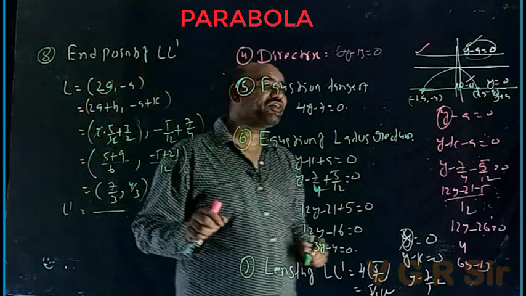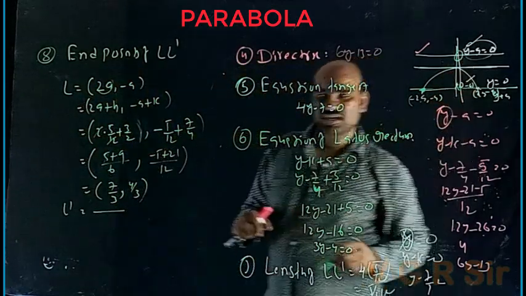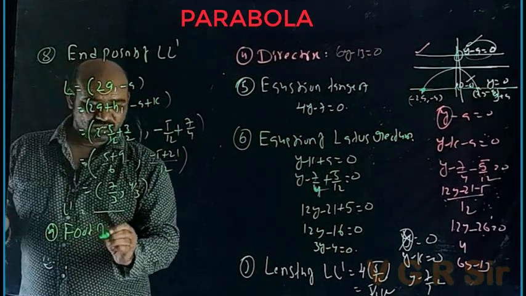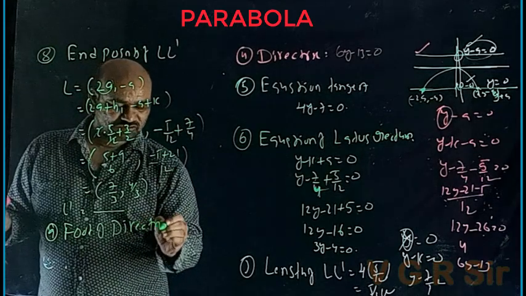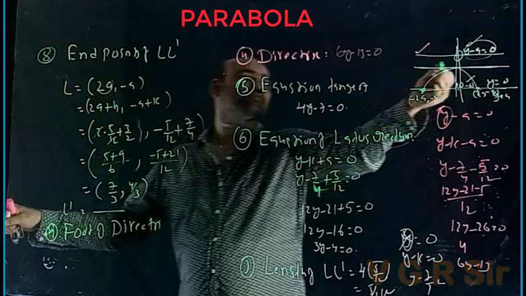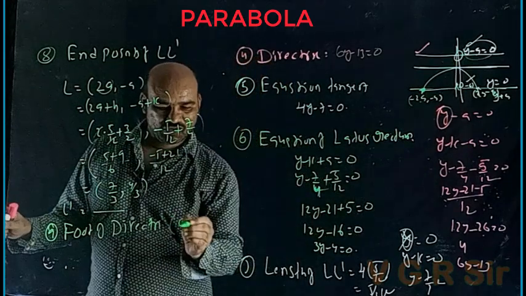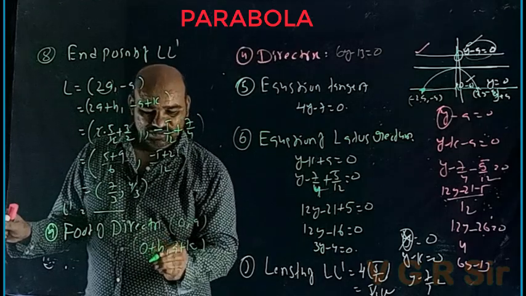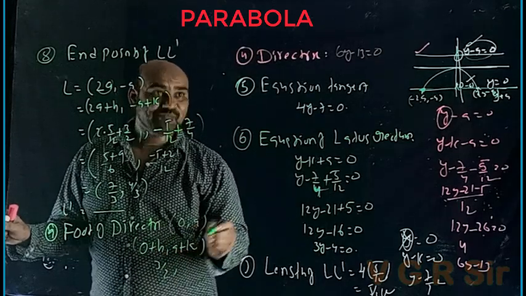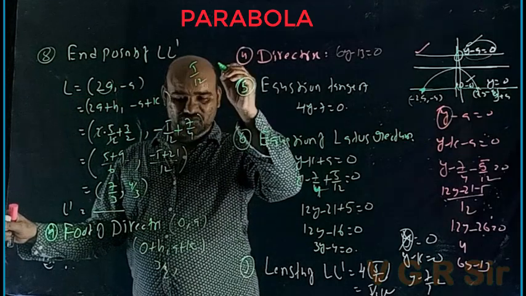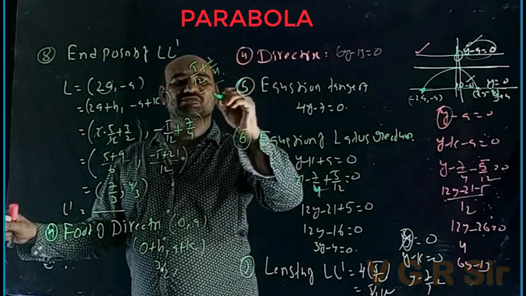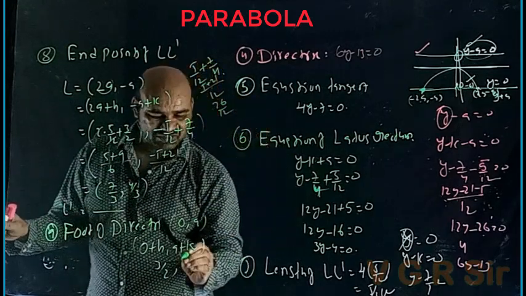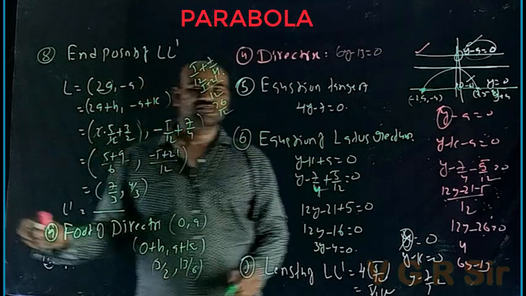Okay, next one I want to find the foot of the directrix. Foot of the directrix, 9th one. What is the actual foot of the directrix? Actual foot of the directrix is 0 comma a. What is the new one? 0 plus h comma a plus k. 0 plus h means 3 by 2 only. A plus k. A means 5 by 12 plus k means 7 by 4. LCM 12. 5 plus 21, 26 by 12, that is 13 by 6. So this is the foot of the directrix.